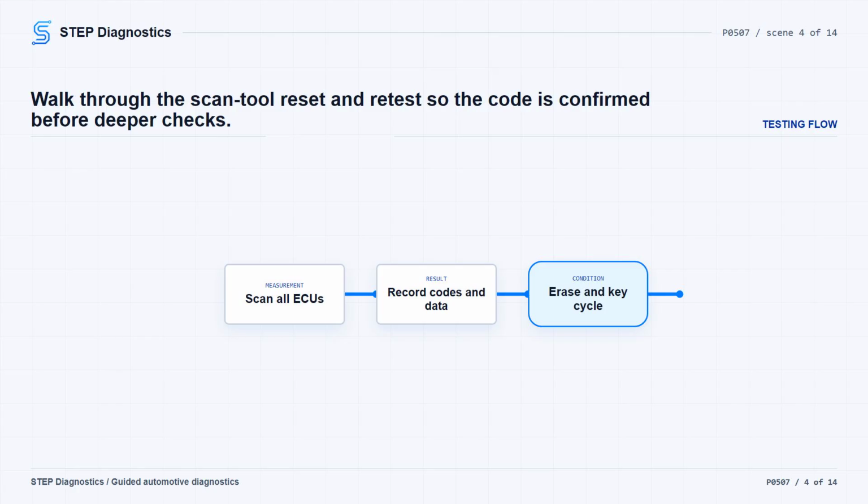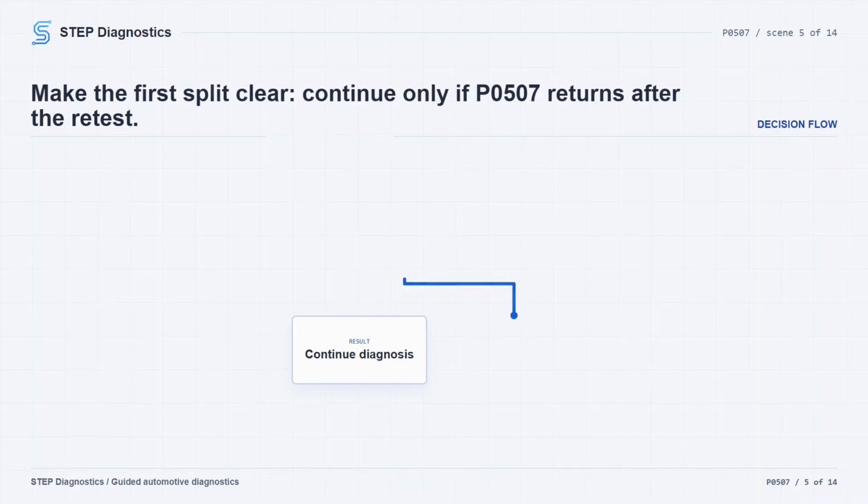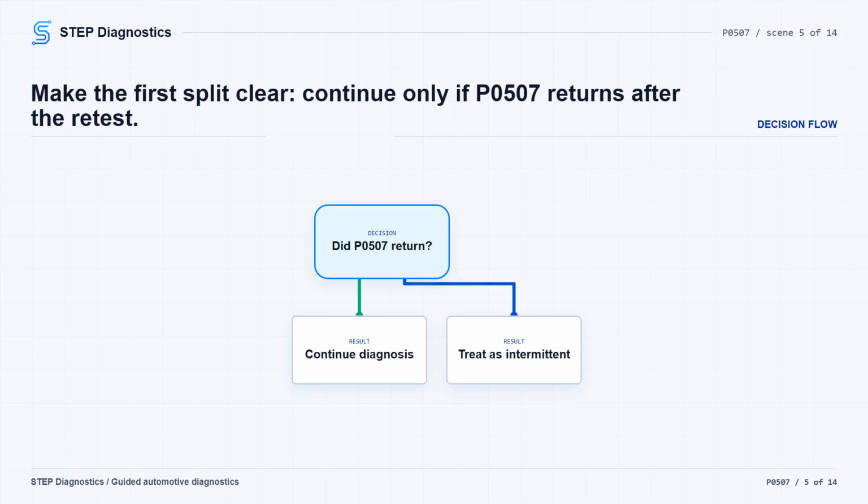Then use the scan tool to read codes in all ECUs and record the DTCs and environmental data on the repair order. Save the vehicle scan report and the related recorded data for comparison. After that, erase the DTCs, turn the ignition off for a minimum of 10.0 seconds, turn the ignition back on, and operate the vehicle under the conditions that set the code. Read the DTCs again. If P0507 comes back, continue with this diagnostic path. If it does not come back, treat it as an intermittent condition rather than guessing at parts.